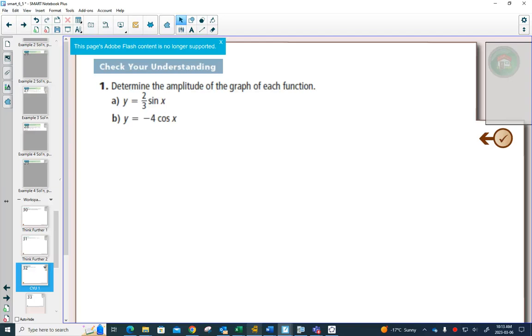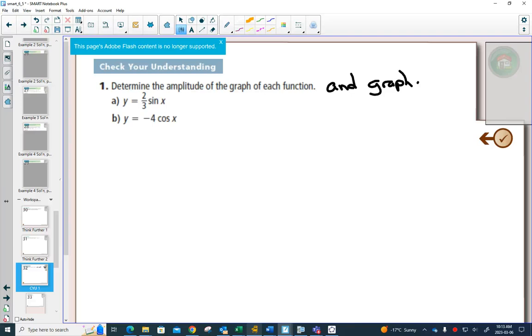The questions are just going to ask us to determine the amplitude. We are also going to graph each of them. And what we're going to notice is that for sine and cosine, there is going to be a shortcut that we can use for graphing.